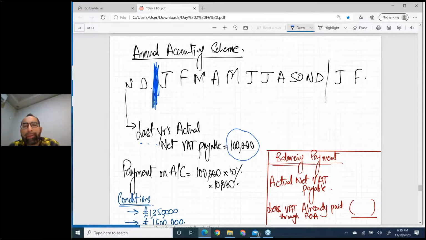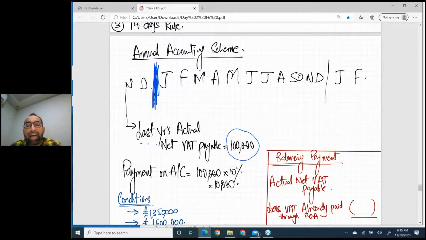So how will you calculate your POA? Payment on account: just simply last year net VAT payable multiply by 10%. Just learn this 10%. 100,000 times 10% is 10,000. First of all you have calculated POA.